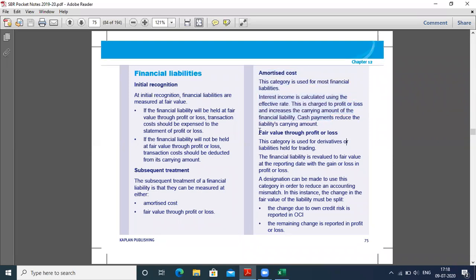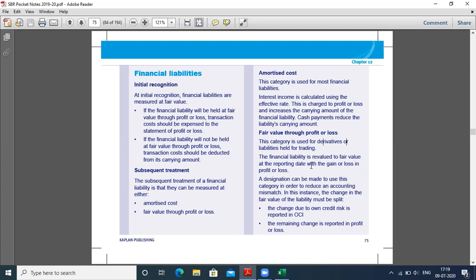If the companies are engaged in the trading business, generally subsequently we will be valuing the financial liability by using fair value through profit or loss account. So that's why this concept is applicable for derivatives or liabilities held for trading. Here, the financial liability is revalued to fair value at the reporting date, and whatever the gain or loss is, it goes to the statement of profit or loss.